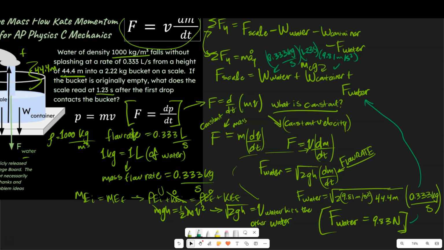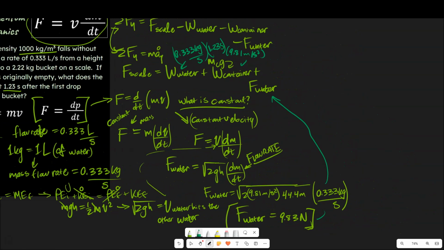Okay, what I'm going to do is move this to the side and write this a little more clearly so we can see what we're seeing here. So the force of the scale is going to be equal to the weight of the water. What's the weight of the water? Well, we know the mass flow rate. This is going to be kilograms per second. And we know that the water is flowing for 1.23 seconds. Let's think about what this is going to give us. This will give us the mass of the water that flows during that time. We do need to multiply that by 9.81 meters per second squared. Alright, so that right there, my friends, is the weight of the water.